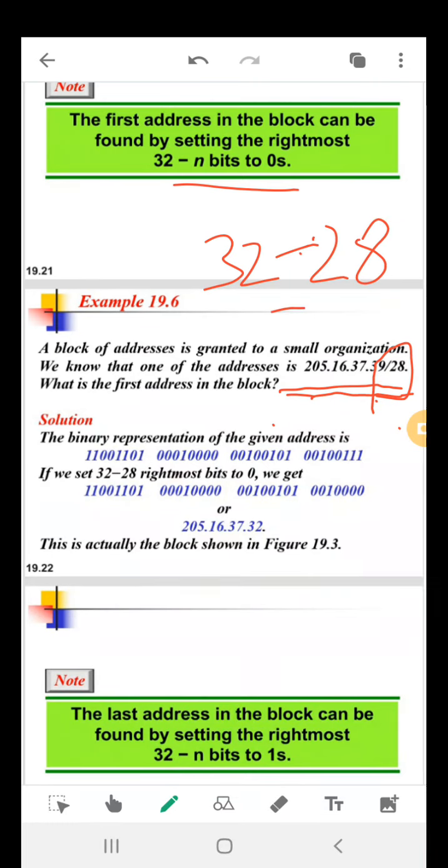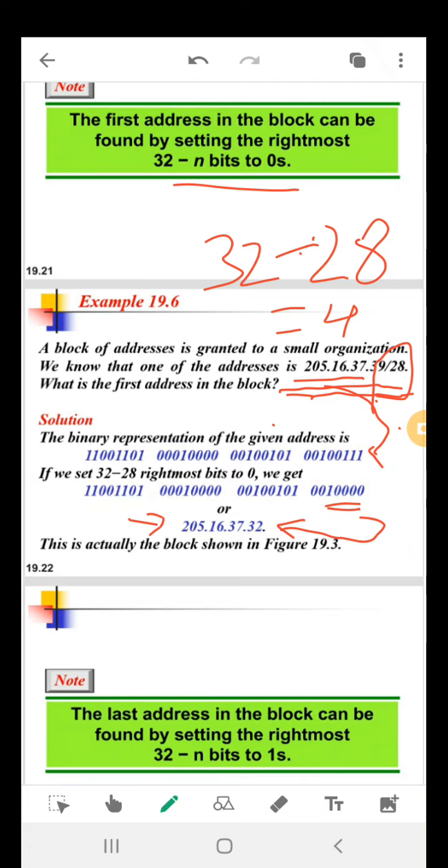That is equal to 4. So for the last 4 bits, you convert this IP address into decimal, that will give you this value, and make the last 4 bits 0000. Again converting back into dotted decimal, this is what will be my first address in the block.